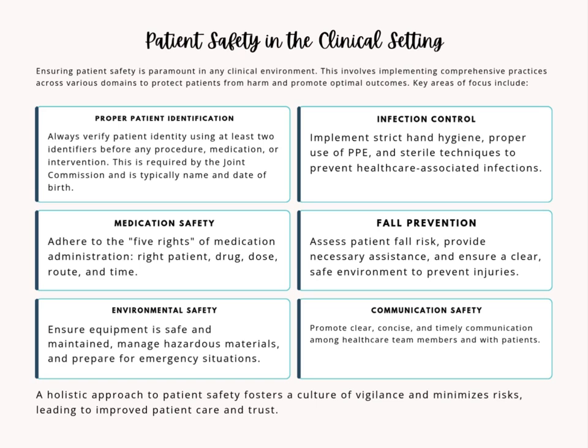There are some other identifiers that you can use. You can use address, picture ID. There's a list of other things that you could potentially use to identify, but that's really important. That's the first safety step, is identifying the patient. Other things: infection control, making sure that you are washing your hands, using PPE, following all of your infection control safety techniques. Medications: when we get to medication administration, we'll talk about the 5 rights.